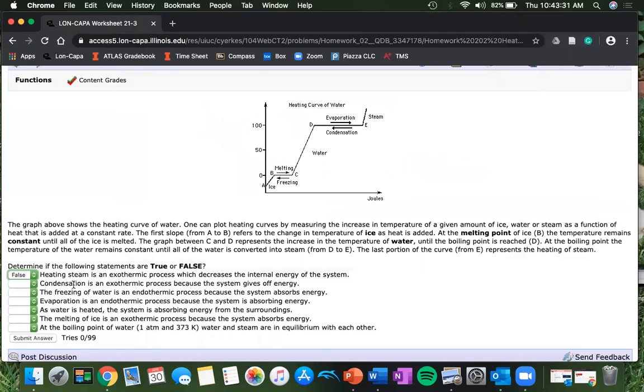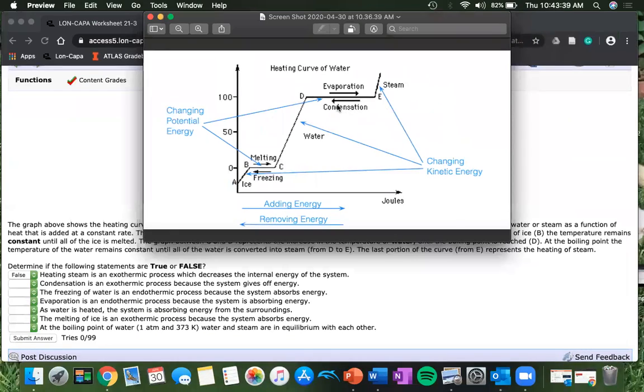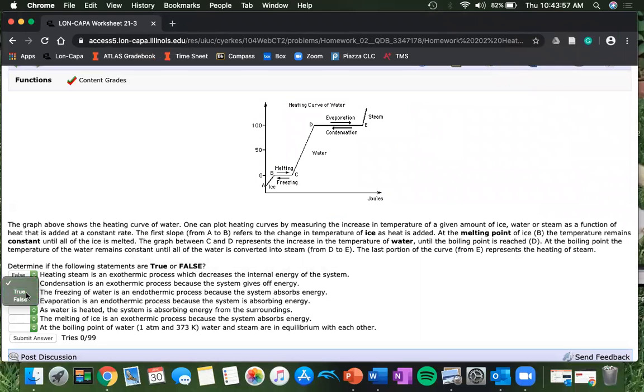For the second one, it says that condensation is an exothermic process because the system gives off energy. If we go back to our graph and look at condensation, we can see that the condensation process is moving from right to left. If we move from right to left on this graph, that means that we are removing energy from the system. We're taking joules out. If we're taking joules out, that means energy is being released, which is an exothermic process. So this is going to be a true statement.